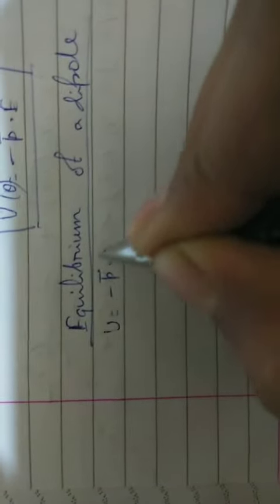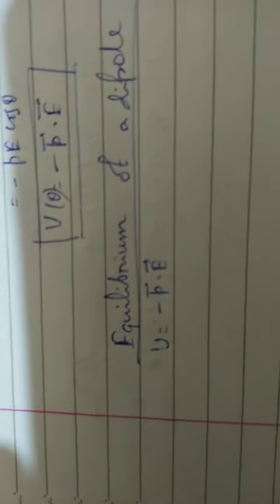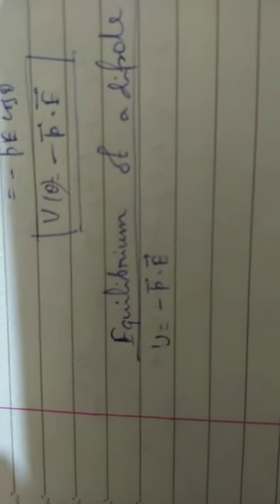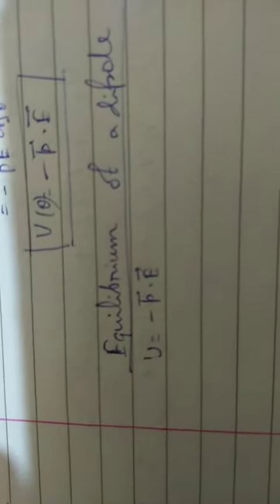Potential energy of an electric dipole in an external field is U equals minus P dot E. Now let us find out the equilibrium positions of a dipole in an external field. The condition for equilibrium is that the net force on a dipole has to be 0, as well as the net torque also has to be 0.